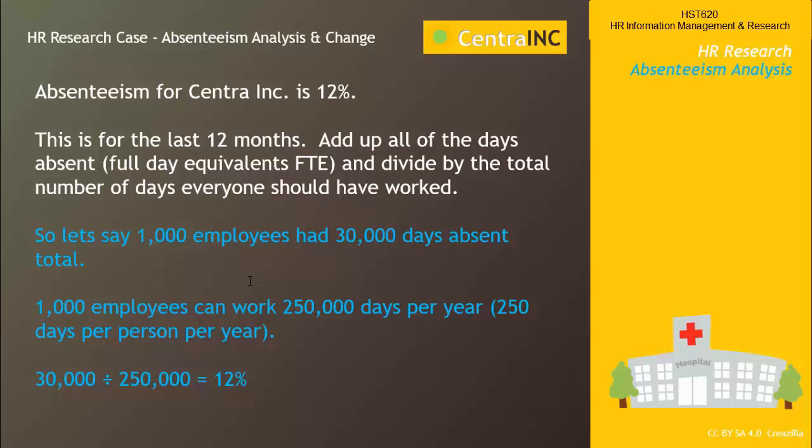Now, out of those 250,000, we had 30,000 lost. So take a look: 30,000 absent days divided by 250,000 days they could have worked is 12%. If you wanted to do the absenteeism rate for one person, you just add up the days that one person was absent and divide it by 250. So we do have a 12% absenteeism rate.